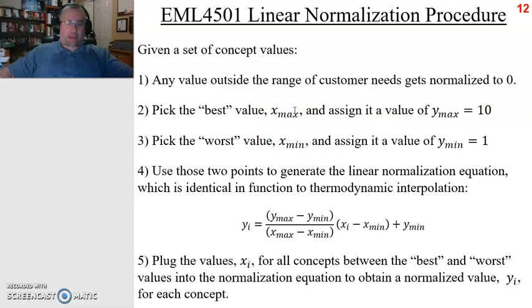So once you have your data set maximum value identified and minimum value identified, and you've established y max and y min, your normalizing values, then you can use essentially the equation of a line, right? We've generated 2 points, and we're going to make the equation of a line to generate the linear normalization equation.